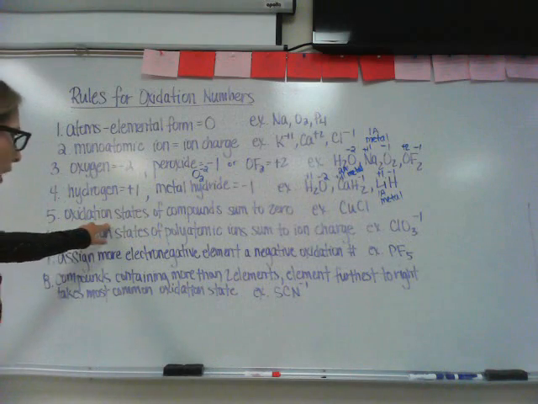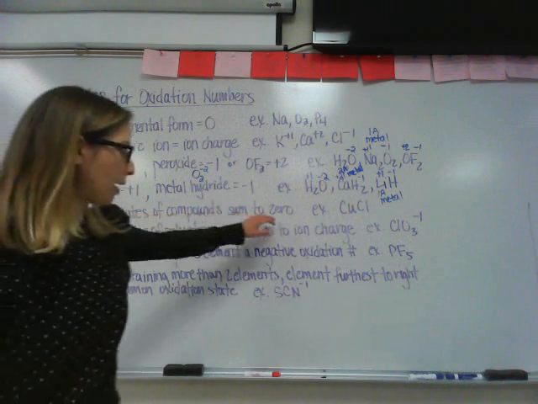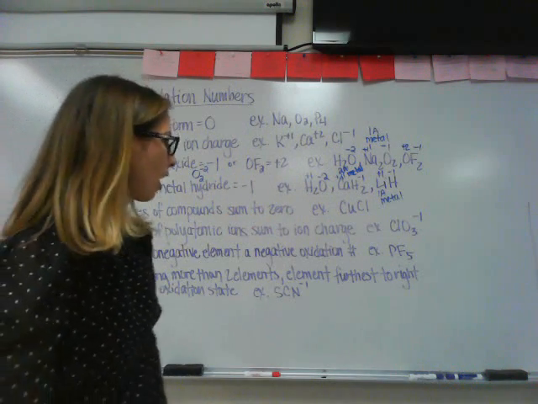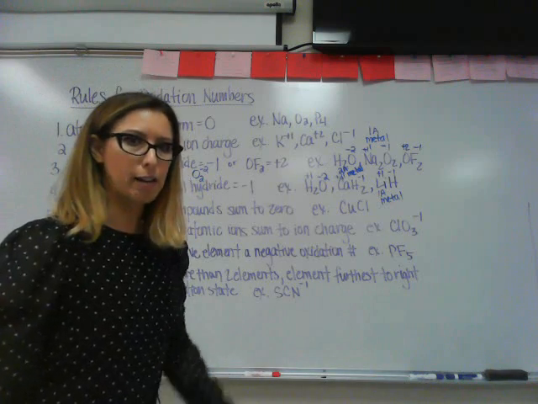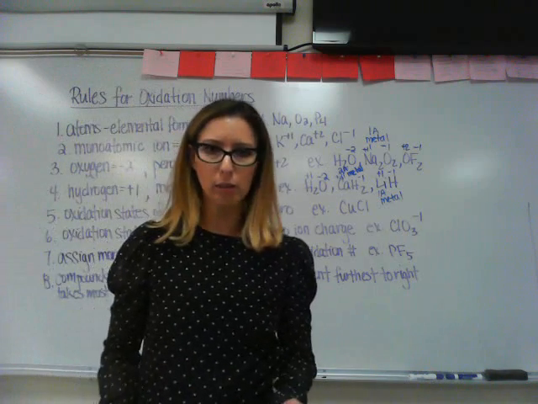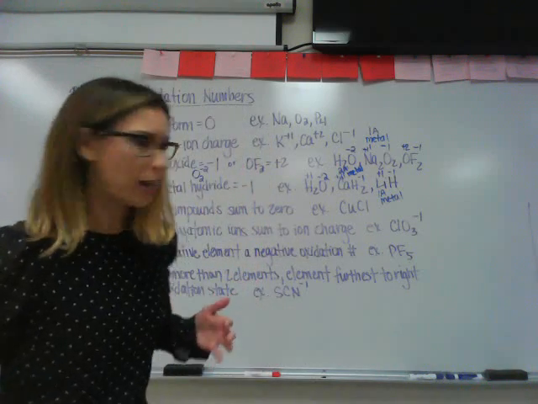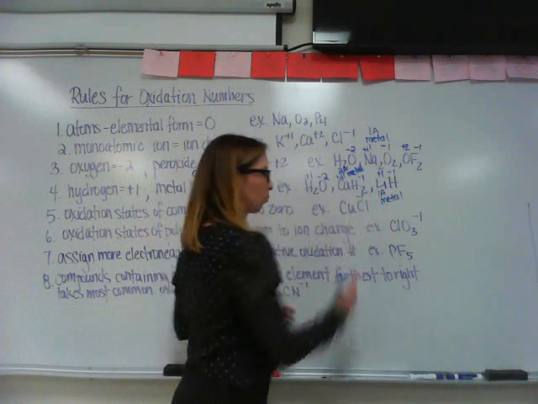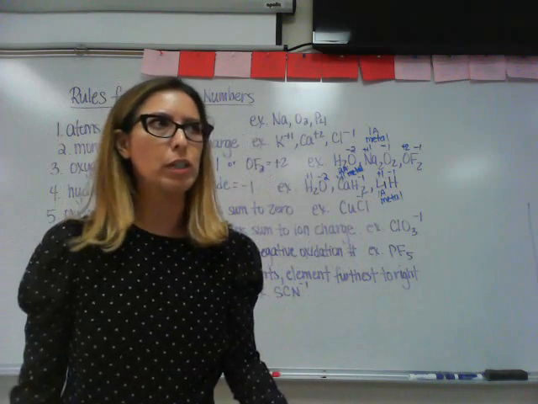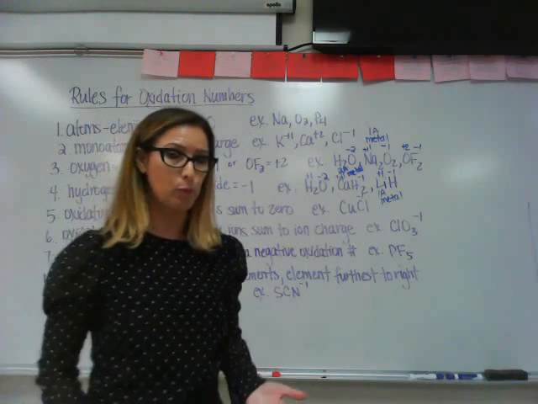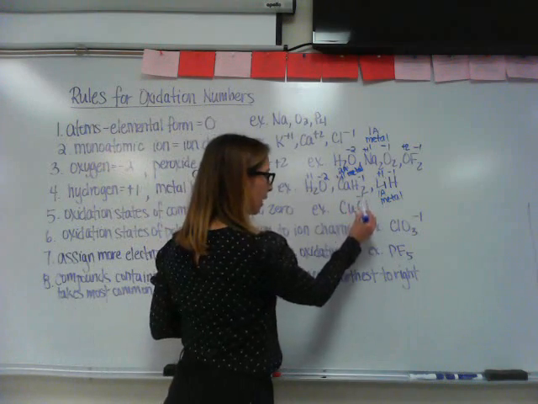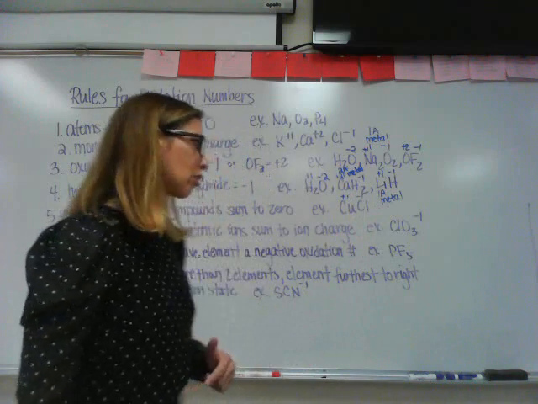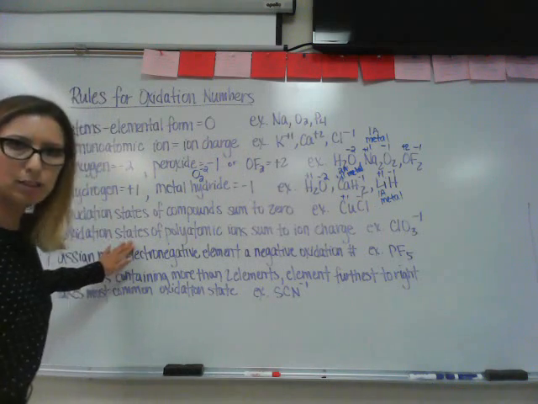Okay, rule number 5. Oxidation states of compounds sum to 0. I've been following this rule in the last couple of examples, and that means that if it's a neutral compound, meaning there's no charge written on the paper, your oxidation numbers have to add up to 0. So here, if I'm looking at CuCl, I'm going to assign the more electronegative element first, which is chlorine. It's in group 7A. They tend to be -1 for their oxidation numbers. If this is a -1, that means my copper must be a +1, because my oxidation numbers have to add up to 0.